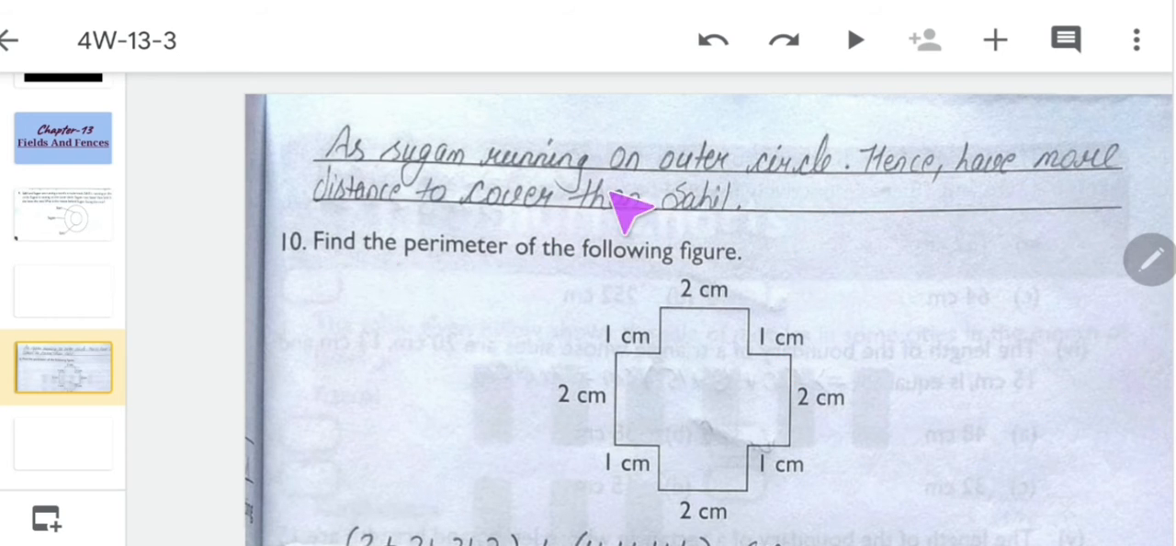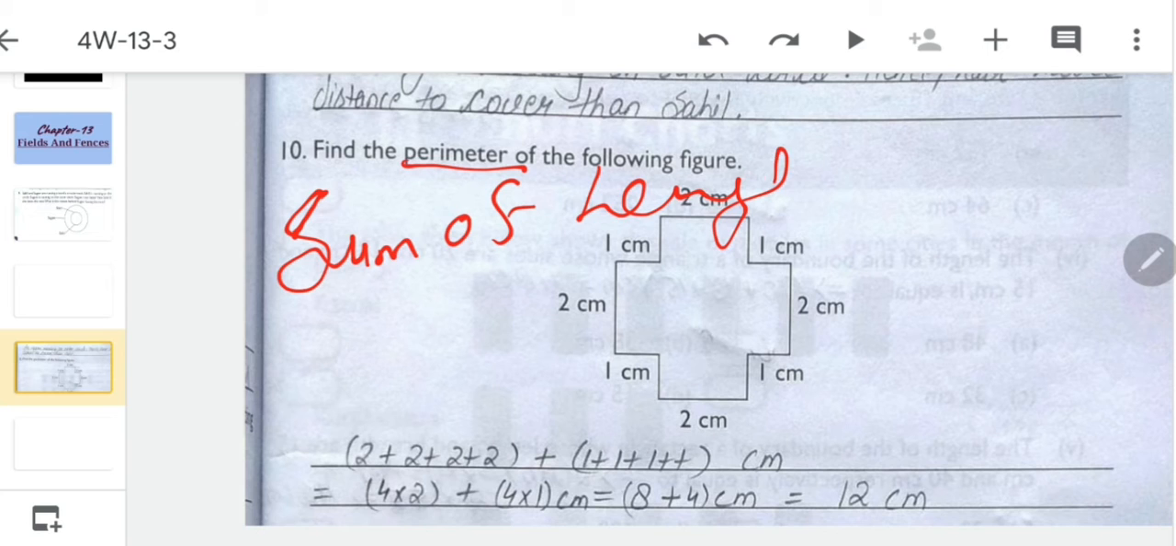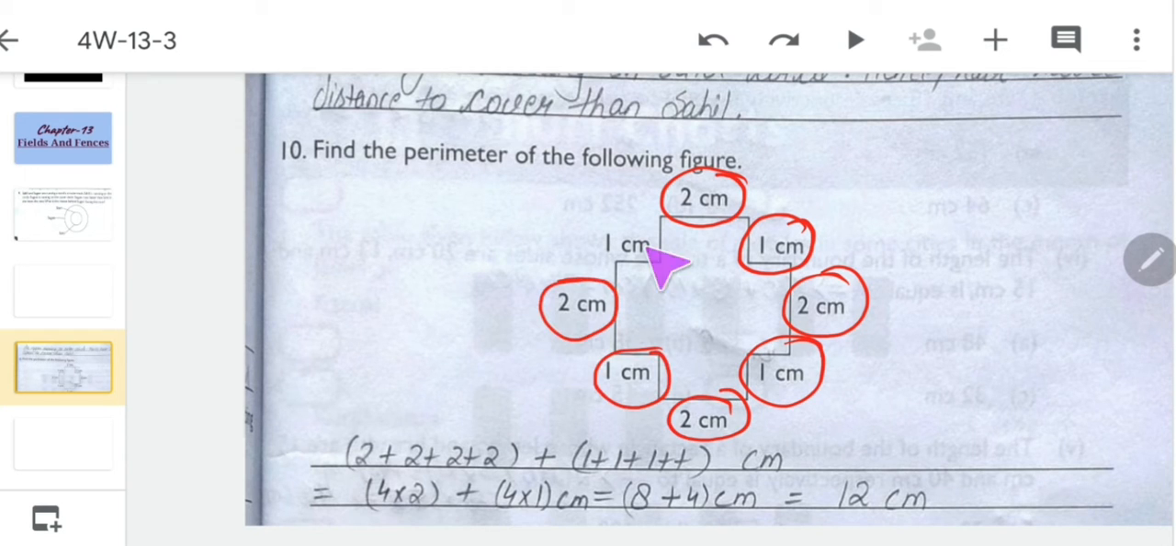Now our next question is, find the perimeter of the given figure. You can see this figure and we have to write the perimeter of this figure. So we all know that the perimeter means the sum of the lengths of the boundary sides. So what we have to do is just add all these sides. So let's see what should be our answer.